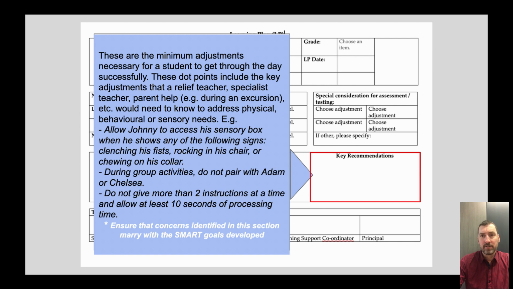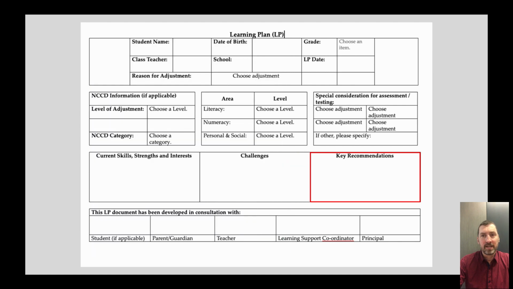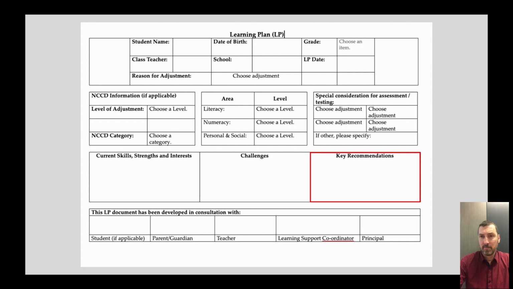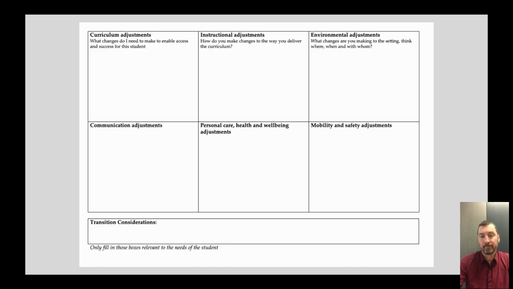For example, I know of a student who needs a few minutes in the classroom at the beginning of the day, before the other students are let in. If this doesn't happen, it's very likely that this student will not make it through the rest of the day without some sort of crisis. Therefore, his learning plan has a bullet statement in this box that says, every morning so-and-so will be led into the classroom at 8:35 a.m. by a staff member to read a book or to use his sensory kit. There is no minimum or maximum number of bullet statements that have to go here, just so long as all of the key things are covered.